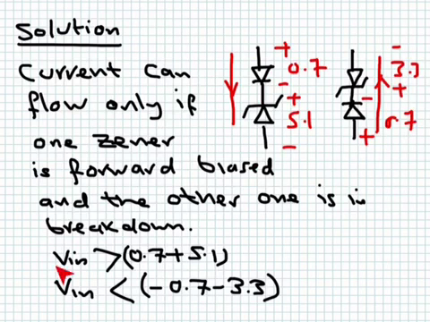Okay, so now this is what we know. In the positive part of the cycle, the output will follow the input until the input reaches 5.1 plus 0.7, so 5.8. In that case, the output will be trimmed at 5.8, and the rest of the drop will appear across the resistor. The same thing for the negative cycle. The output will follow the input until the input reaches minus 3.3 plus 0.7. Remember, this is negative voltage because this one is relative to this one. So when the input drops below minus 4, these two will conduct and the output will stay constant at minus 4. Where does the rest of the drop go? It will go across the resistor.